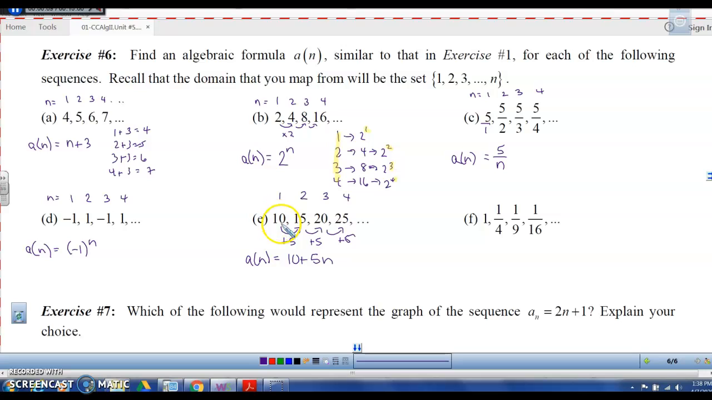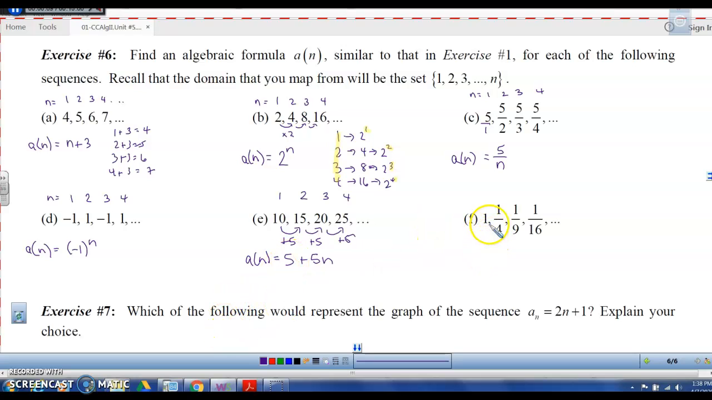So if I plug in 1 here, I need this to come out to be 10. So instead of this being 10, what would it have to be? Well, it would have to be 5. If I plug in 5 times 1 is 5, plus 5 is 10. Let's see if that works for 2. 5 times 2 is 10, plus 5 is 15. Yep. 5 times 3 is 15, plus 5 is 20, and then it'll work.